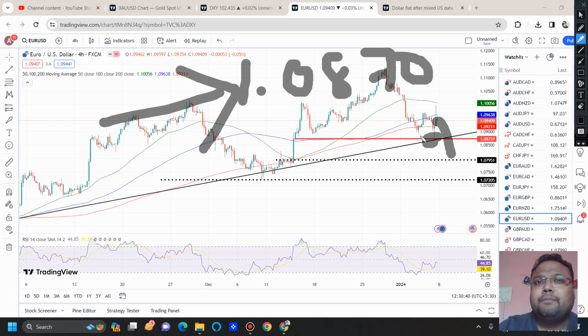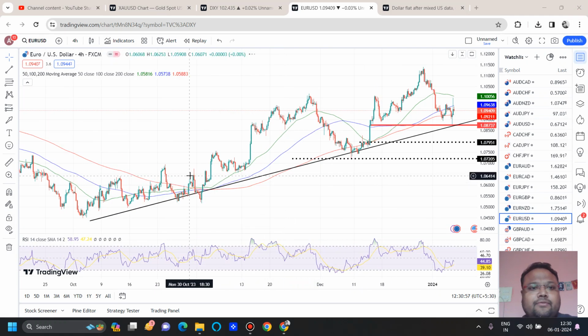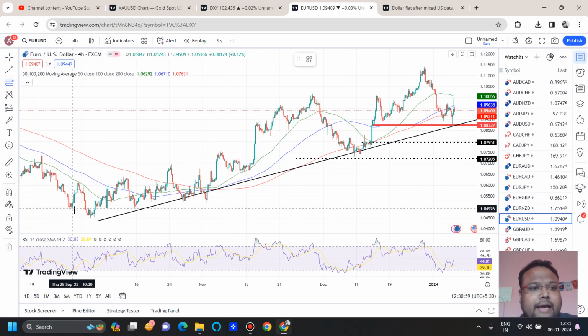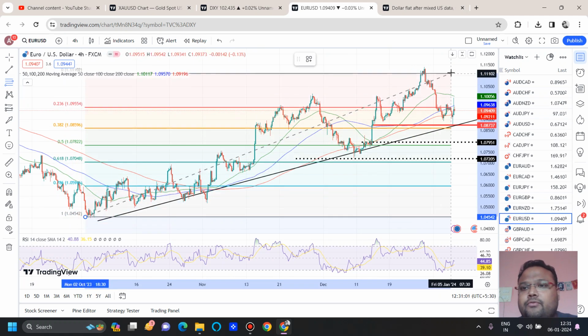I'm not saying a complete trend reversal, but as a day trader, you can look for a sell position below 1.0870. If the market breaks the level and you see the selling pressure is high, you can hit the sell button, but don't gamble, follow risk management. So 1.0870 is the first level in front of us.